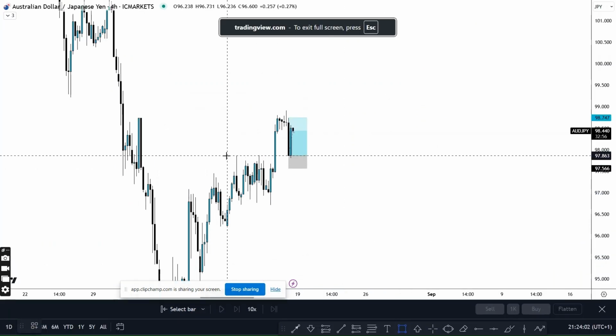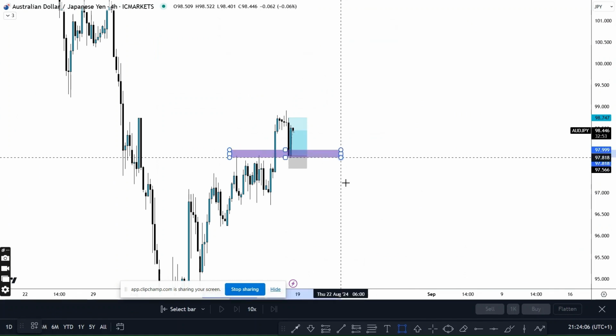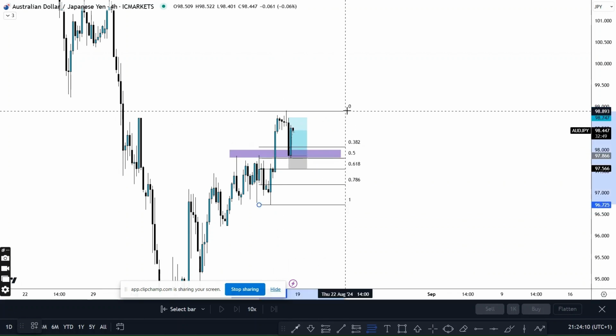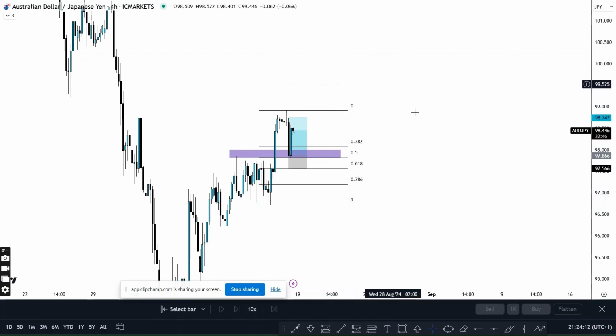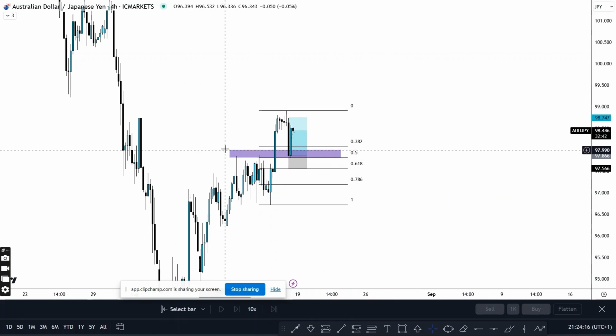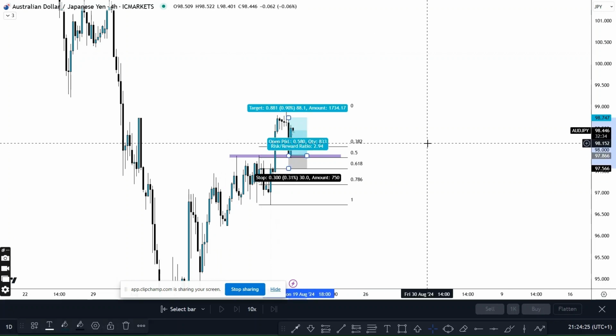Main reason being we had a nice break and retest of this round number level with also a Fibonacci. So that's basically what I was looking at. Once the yen hit my area, I took a buy on Australian dollar yen. You can see by waiting for price to hit the zone, I ended up with a better entry. I had a 30 pip stop loss.